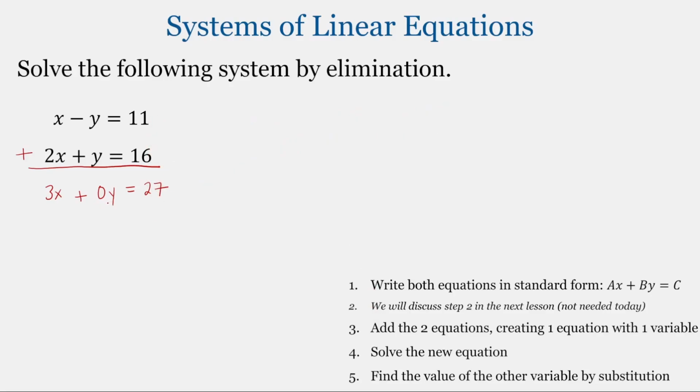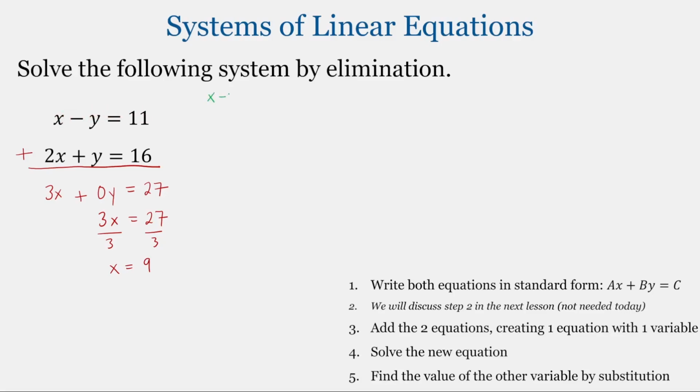So 0 times anything is 0. So we have 3x plus 0. So that's 3x equal to 27. Then solving for x, we're going to divide by 3. We end up with x equal to 9. And then we can take this value for 9 and plug it back into either of these equations. So I'm going to go ahead and plug it into this first equation.